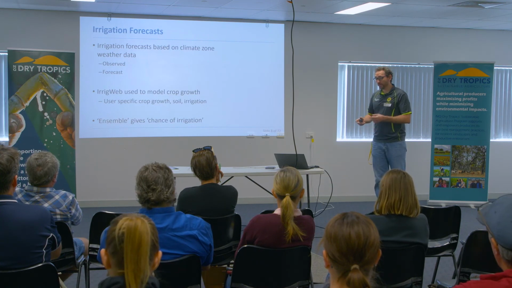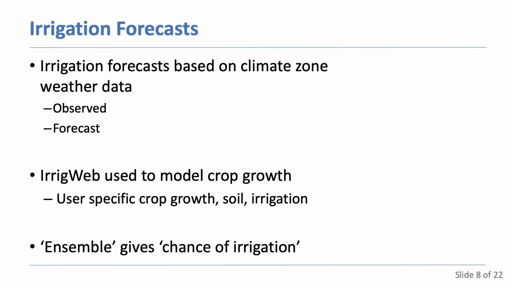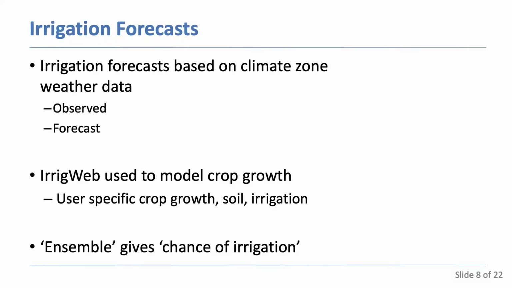To be able to do that, we need the information about how the crop is growing. So we need observed data, we need the forecast, and we actually need to merge that all together and simulate when the next irrigation event is going to occur. We did that using the Irrigation crop model, which you may or may not be familiar with.